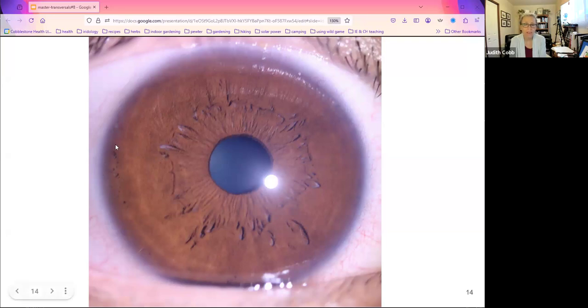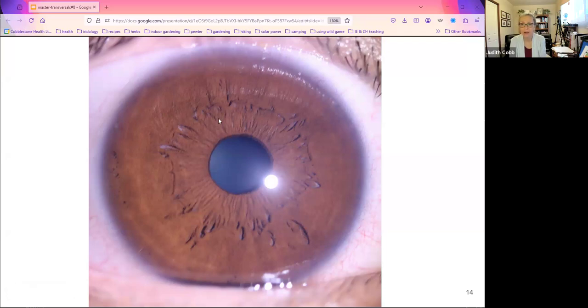Do we have defect signs? Do we have contraction furrows? Is there a lipemic diathesis? Sometimes you'll see extra pigment in a brown eye. That gives you a ton of information.